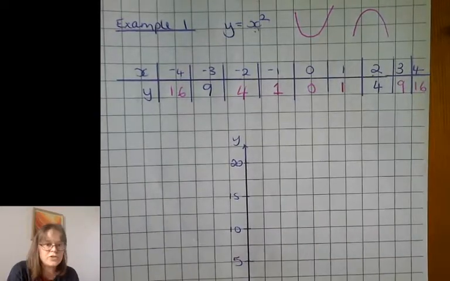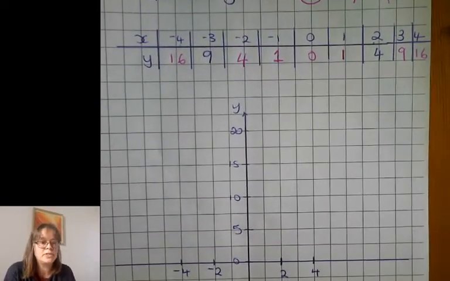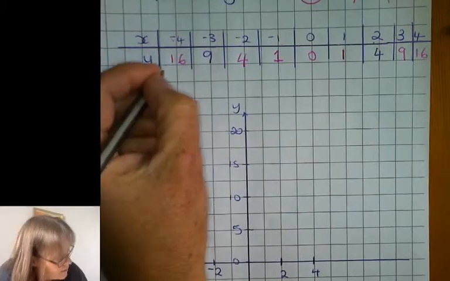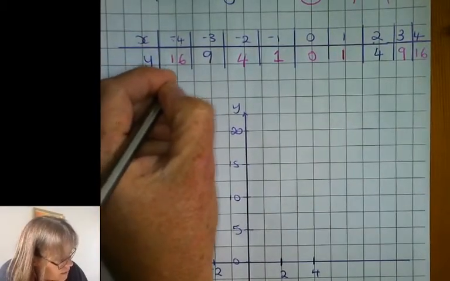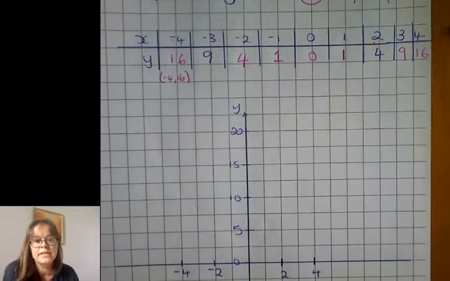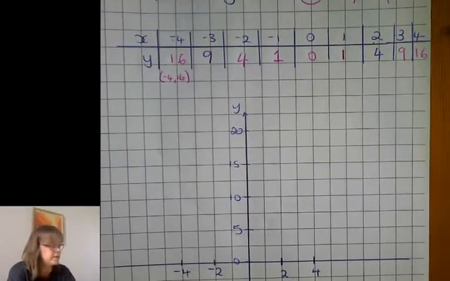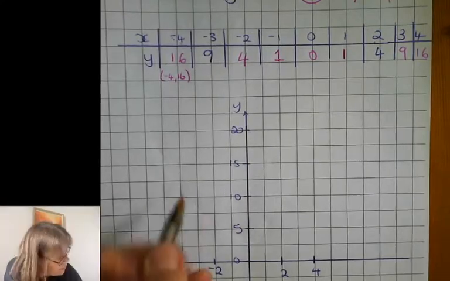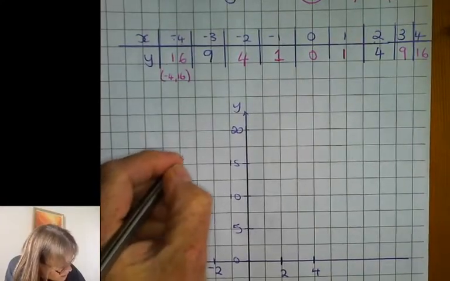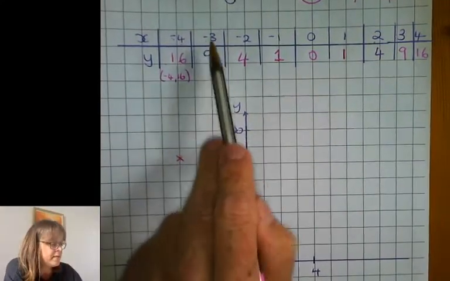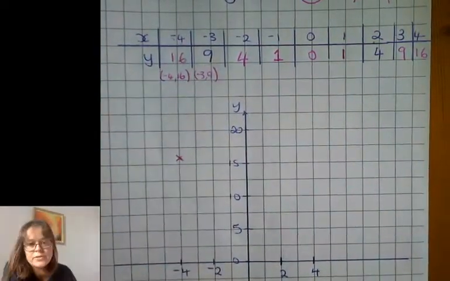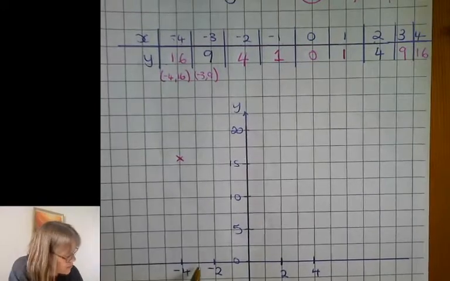And now I'm going to transfer that information onto the graph here. So this is my x value, this is my y value, and if you think of coordinates, the x value goes first, the y value goes second. So that just turns into the coordinate minus 4, 16. Next one, minus 3, 9. And again, I'm just going to write this out, but you don't need to. Once you get good at this, you can just go straight to the graph.